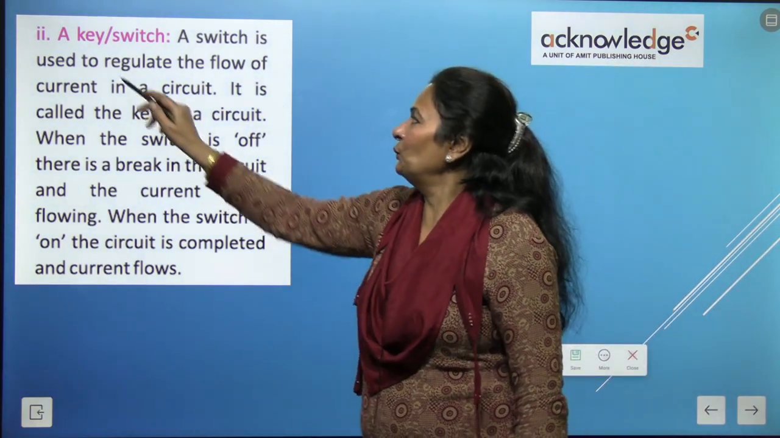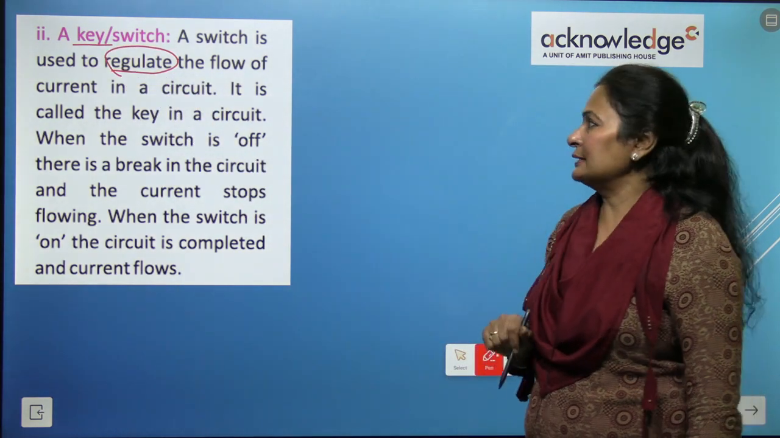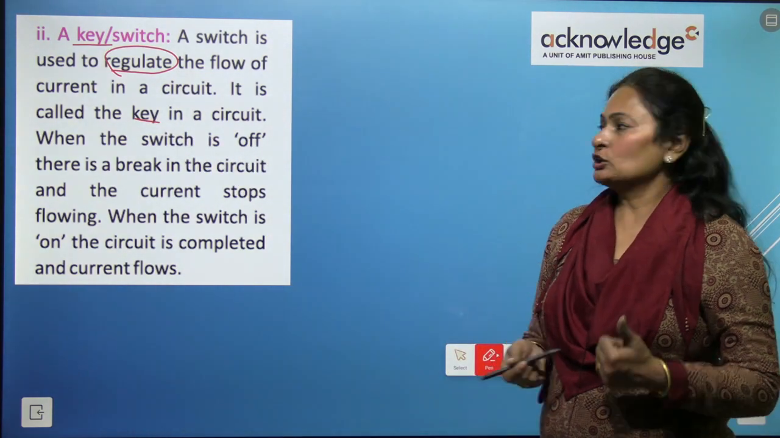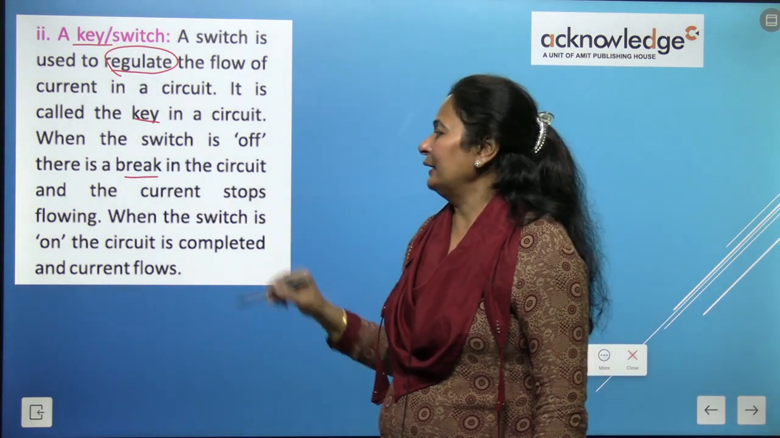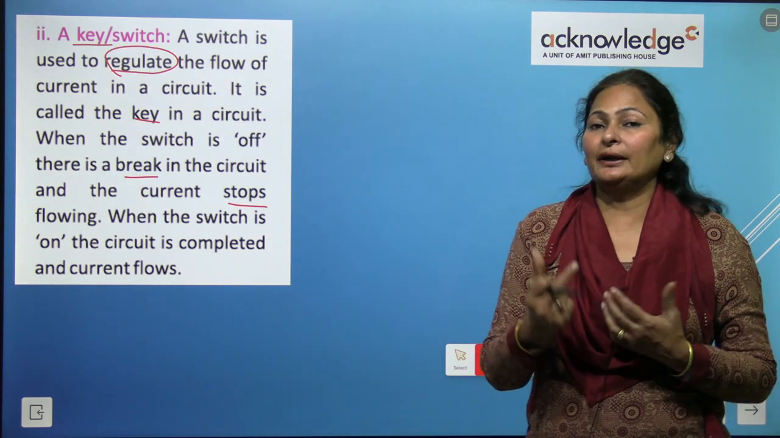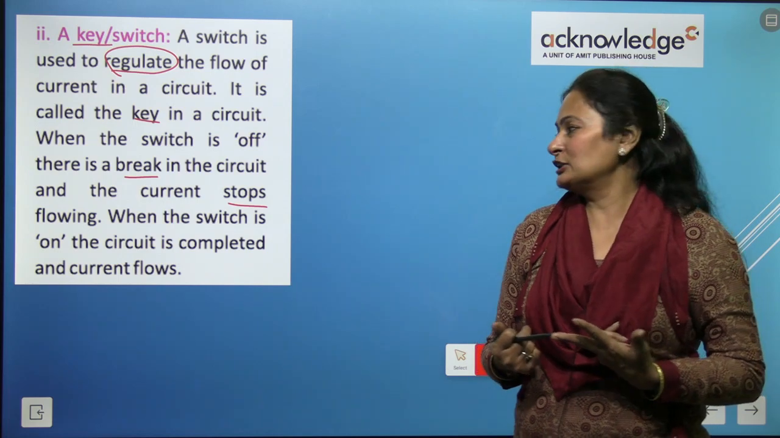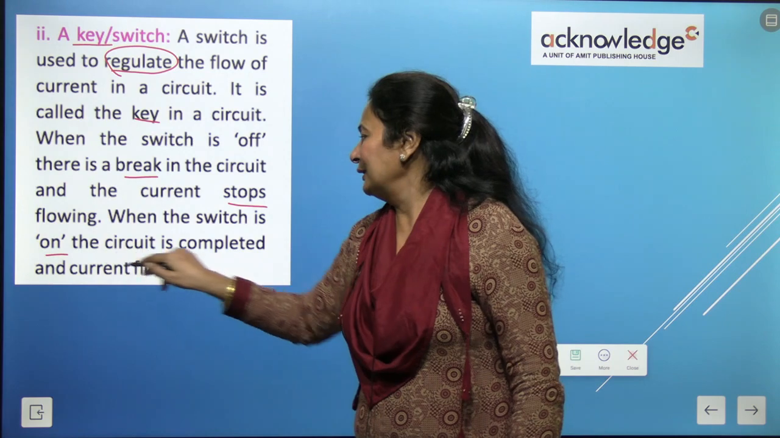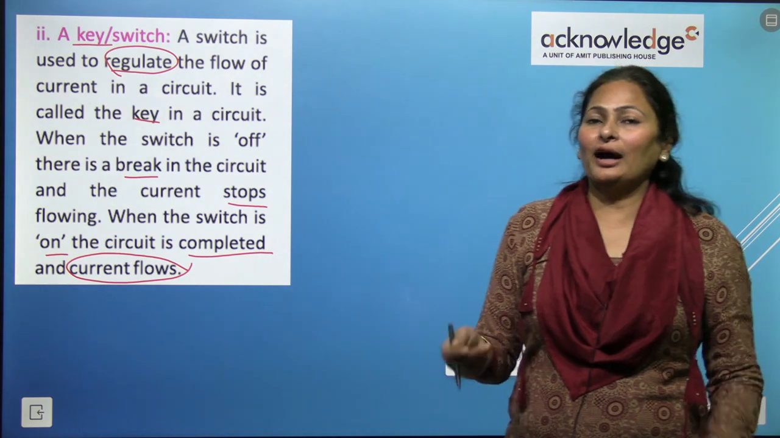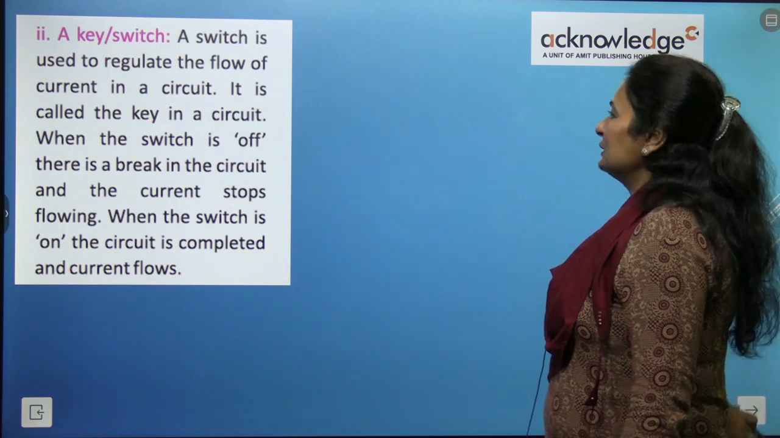Now a key or switch which opens or blocks the path of the current. A switch is used to regulate, regulate means switch on, switch off the flow of current in the circuit. It is called the key in a circuit. When the switch is off, it breaks the circuit and the current stops flowing. If the circuit is not completed, it is open, so the current is not flowing. When the switch is on, the circuit is completed and current flows. Right? Hope you have understood this. I explained it while explaining the torch. This is the same terminology.